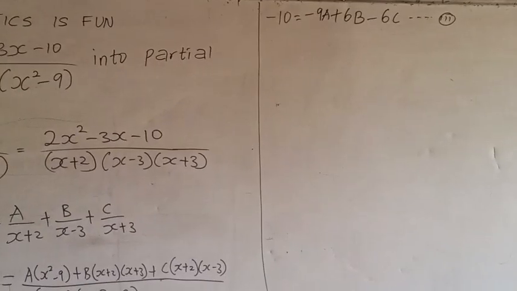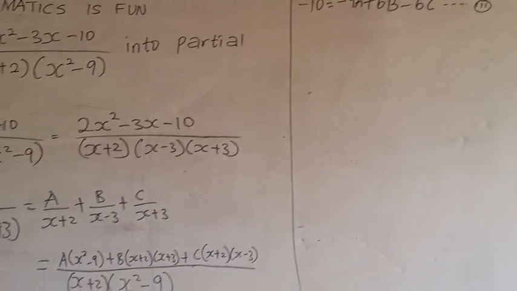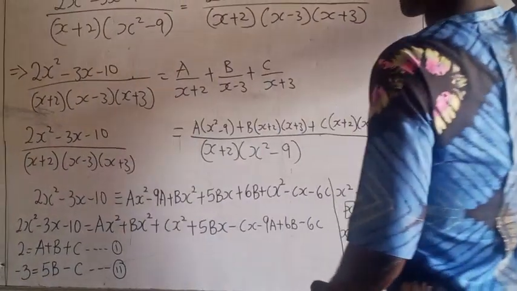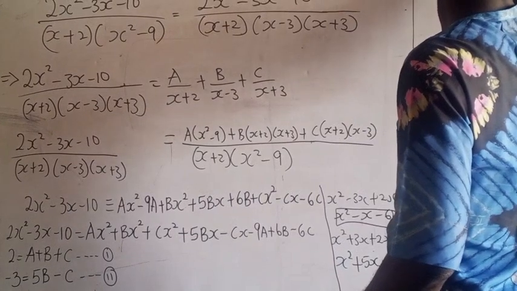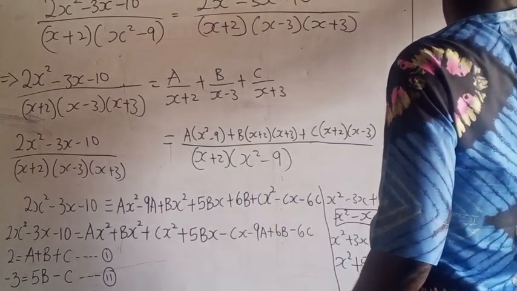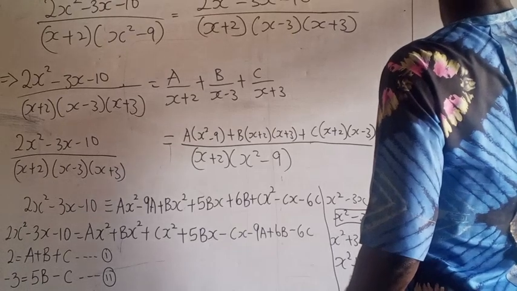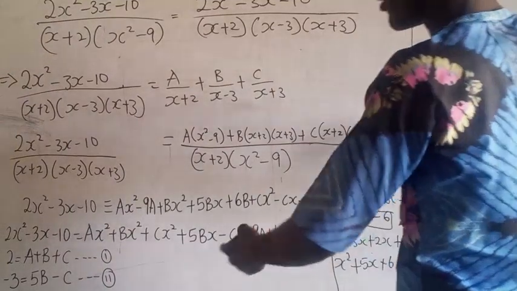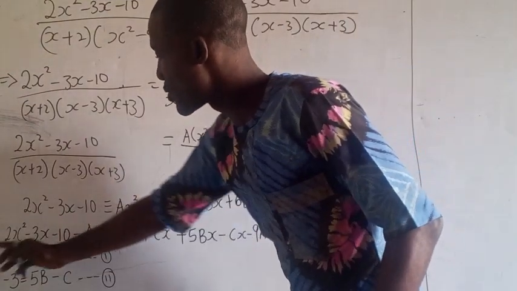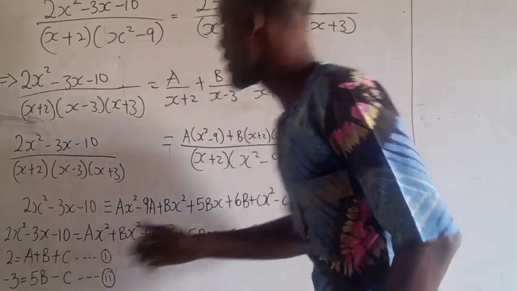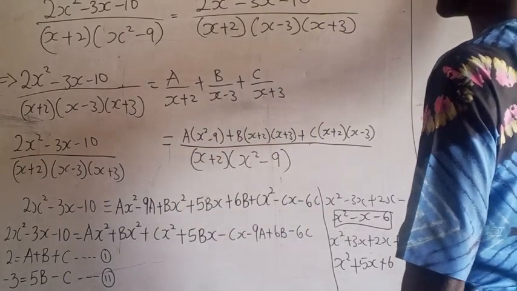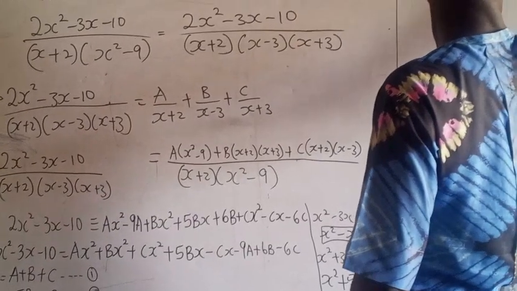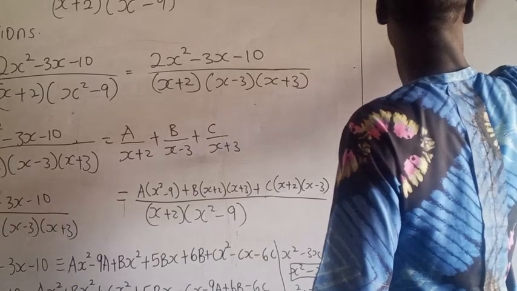So from here, we can make c the subject of formula. Let's make c the subject of formula in equation 2. All we need to do is take our c to this side so it becomes plus. Then we bring this one to this side. That's giving us c equals 5b plus 3. Now this is our equation 4.